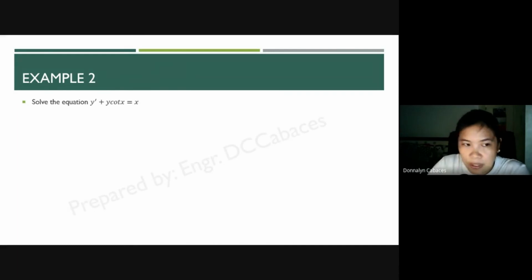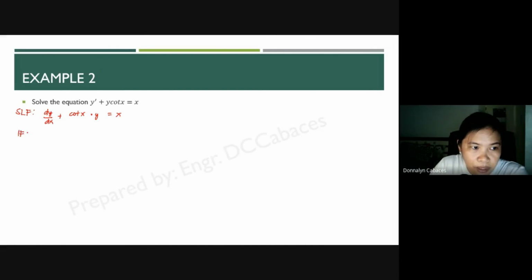Let us check first if it is linear. So as you can see, first order, first degree, everything. There is cotangent, but it is the cotangent of the independent variable. So that is still okay and makes the differential equation linear. So expressing it in standard linear form, you have the derivative of y with respect to x plus cotangent of x times y is equal to x. So this is our P of x, cotangent of x.